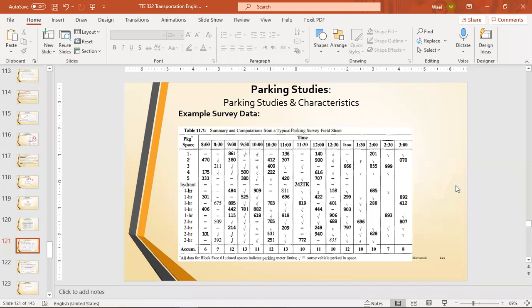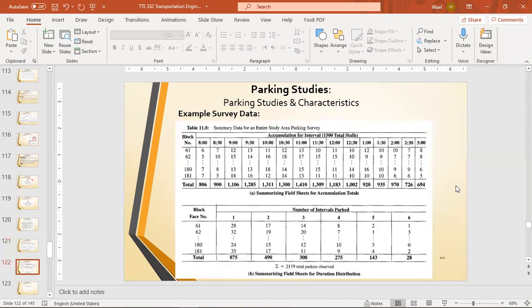If we add the summations for all these, in the first period we have 6 cars parked, in the second period we have 7, and so on. As you can see, the accumulation was maximum at 11 o'clock, and also at 9:30. So that's a summary of the field data: the total spots and the accumulation per time interval, out of 1500 total stalls. Where's the maximum accumulation? It's here, near the threshold, which is 1500.